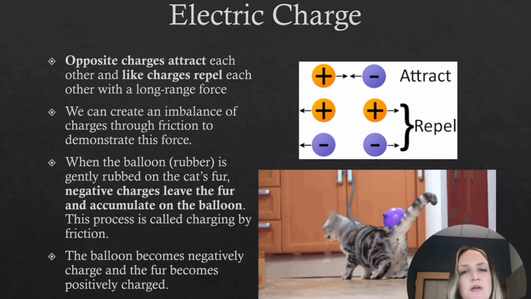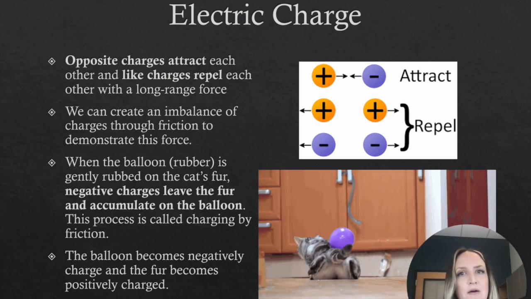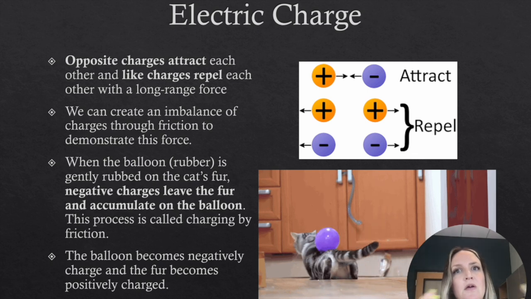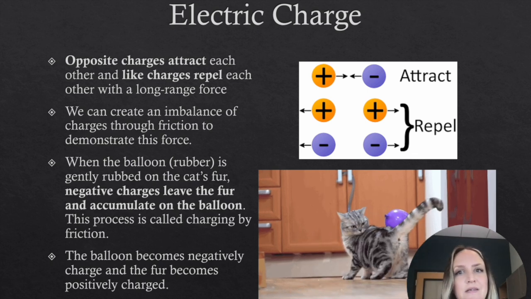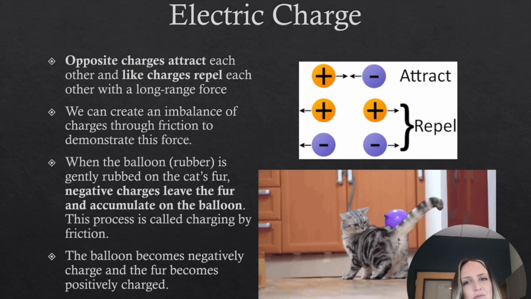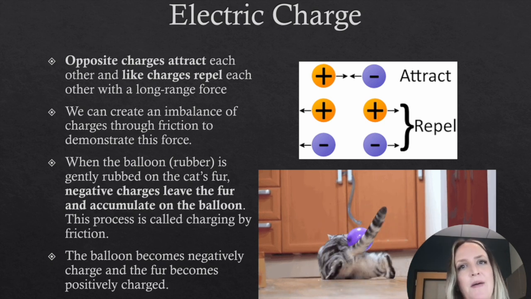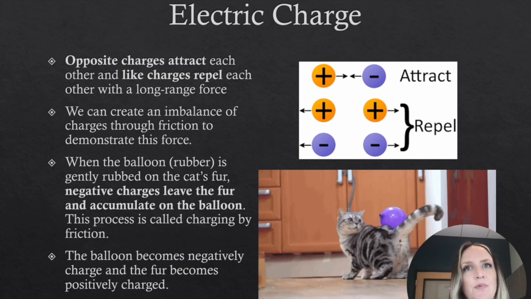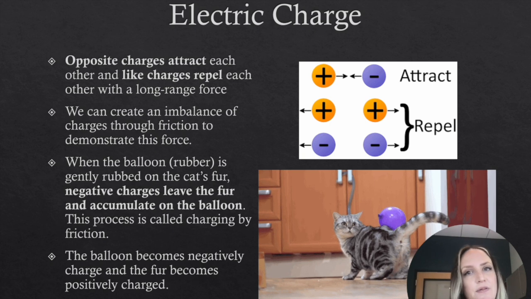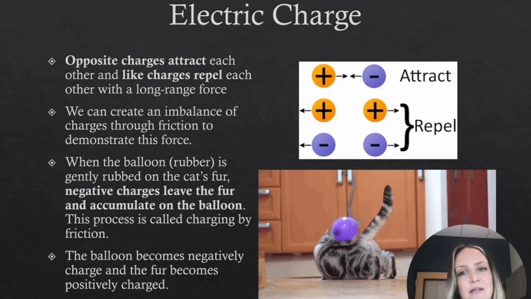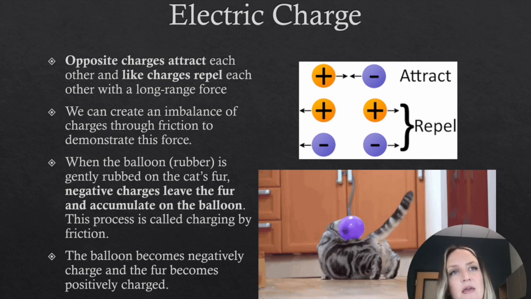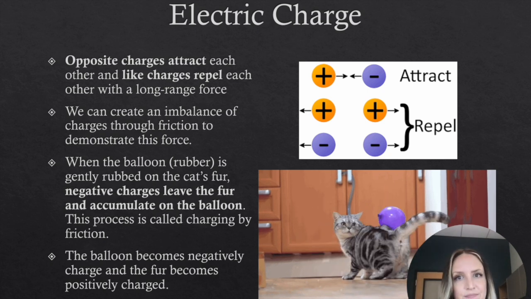And then when you bring those two objects, which now have a net positive and a net negative charge, together, what you see is an attraction, right? An attractive force. And so that's just a demonstration of that property of charge. So one property of charge is that opposite charges attract each other. The second is that like charges, so two positives or two negatives, will repel each other, okay?